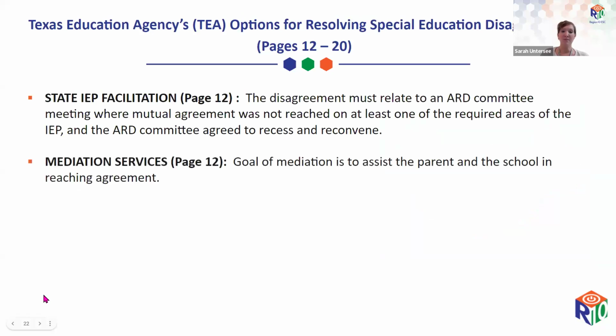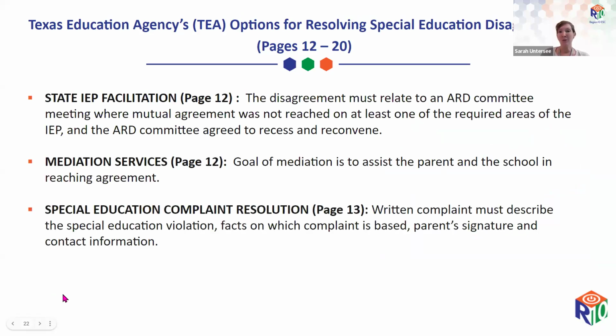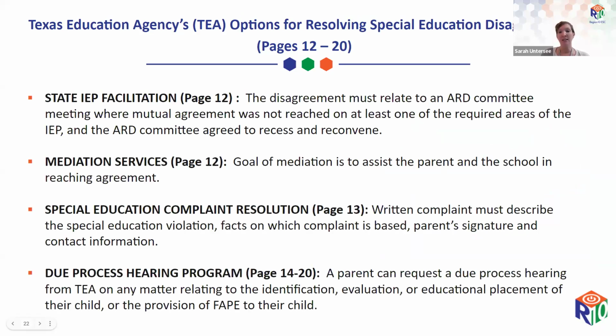Dispute resolution is a very broad topic, and there is a lot of relevant information. So we're only going to briefly touch on this during today's presentation, but some of the links on our additional resources slide contain more information about resolving disagreements. So the first method is state IEP facilitation. The disagreement must relate to an ARD committee meeting where mutual agreement was not reached on at least one of the required areas of the IEP, and the ARD committee agreed to recess and reconvene.